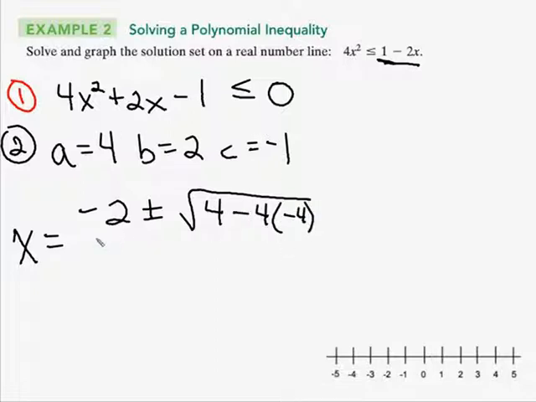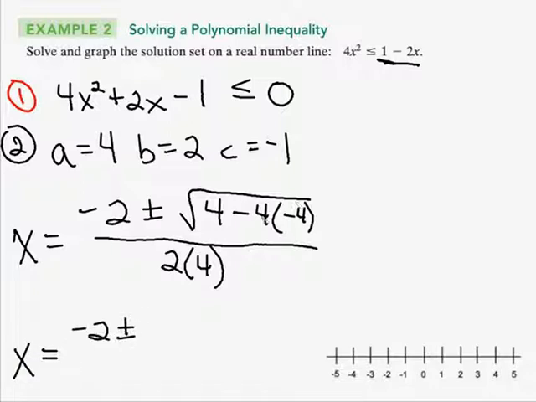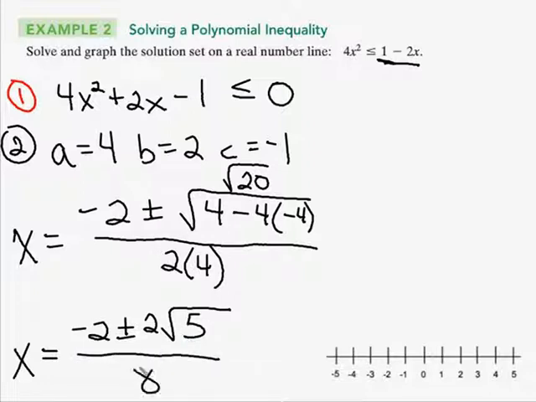A times c is -4, all divided by 2 times a, which is 2 times 4. So let's see, what do we have under the radical? -4 times -4 is positive 16, so that'll be 4 times 16, which is 20. And the square root of 20 is reducible down to the square root of 4, which is 2, times the square root of 5. And that's all divided by 2 times 4, which is 8.